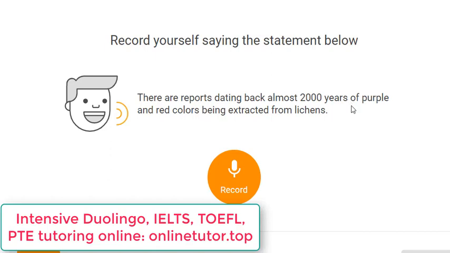But some other speakers would say otherwise. Remember those BBC announcers, CNN and so on, try to read as they do. They are trained especially for this. So imagine that you're an announcer from BBC or something like that. There are reports dating back almost 2,000 years, up again, of purple and red colors, again up, being extracted from lichens, here finally down. Let's do it down everywhere. There are reports dating back almost 2,000 years of purple and red colors being extracted from lichens. You see, it's not so nice.